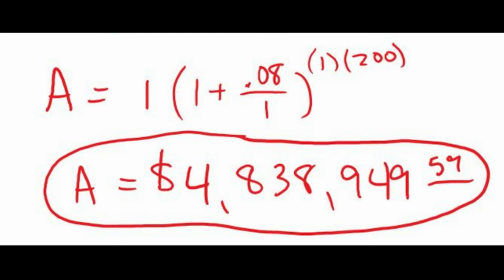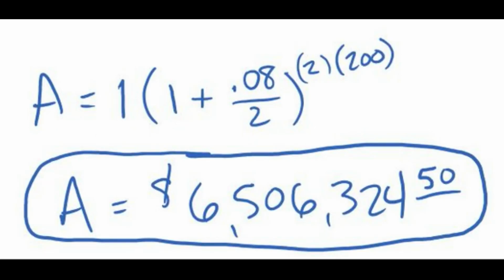Let's look at the blue one. The blue one says semi-annually, which means it happens twice per year. So our $1 principal times 1 plus 8%, so 0.08, divided by 2 now because it's doing it twice a year. And then 2 is in the exponent with the 200 years. Do all that on a calculator, you end up with $6,506,324.50. So you can see there's a pretty dramatic difference between having it compound once a year and twice a year. That's almost a $2 million difference. So something to think about.